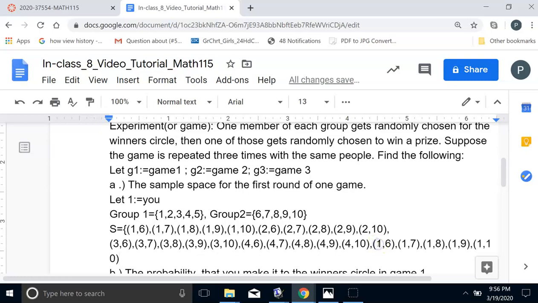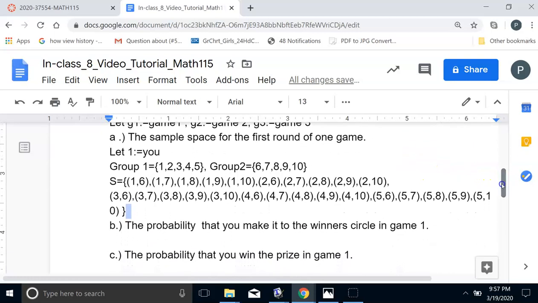So it'd be 5, 5, 5, 5, 5, 10. So this is the sample space of the first round. So that'd be your sample space. So for example, the 1, 6 would mean that you're chosen and person number 6 in group 2 is chosen, and so forth. So this is all the possibilities for the first round. Sorry, not group 1, round 1.